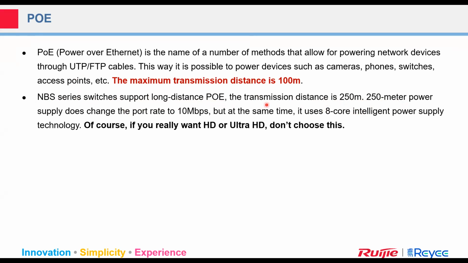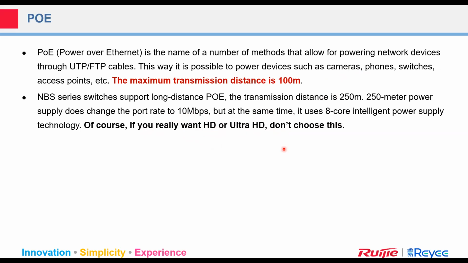However, if you choose this method, the port rate will be reduced to 10 megabits per second. At the same time, you use the power of 8 cores, so it will consume a lot of power. Since it's only 10 megabits per second, if you use a PoE camera, you won't be able to get HD or Ultra HD quality because the link is only 10 megabits per second.